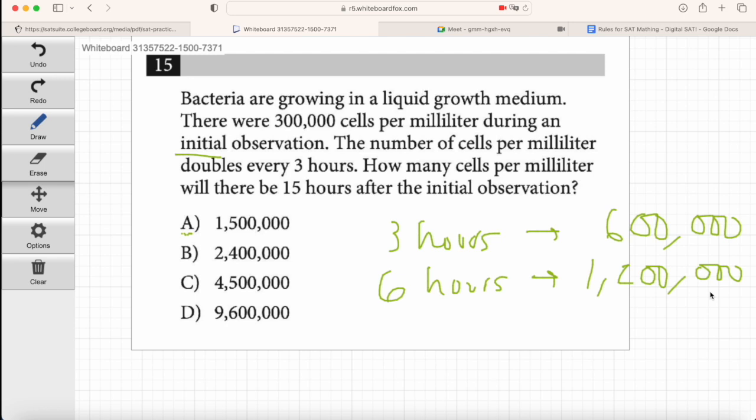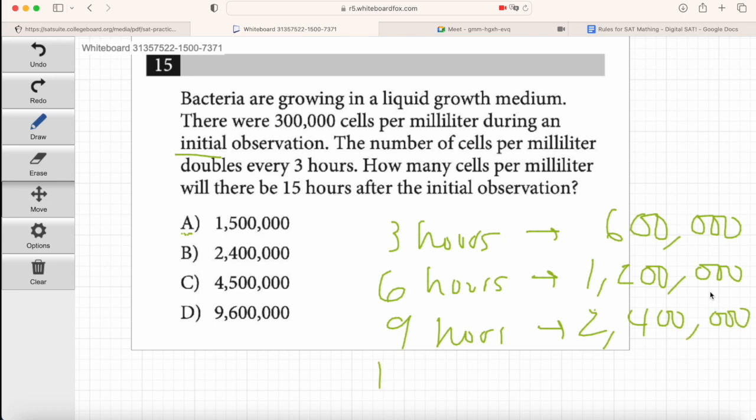What's the next number of hours? 12. Well, I wouldn't jump up to 12. Let's go up by 3 hours at a time, because it's doubling every 3 hours. Let's do 9. Does that make sense? How many cells at 9 hours? 2,400,000. Okay.